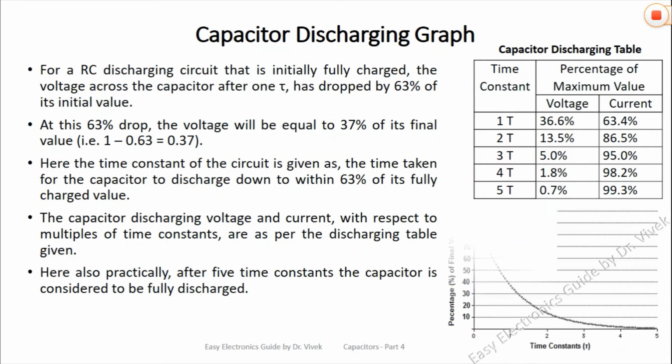The discharging curve for an RC discharging circuit is a decreasing exponential. While discharging, the time constant of the circuit is given as the time taken for the capacitor to discharge down to within 63% of its fully charged value. The capacitor discharging voltage and current with respect to multiples of time constants are shown in the discharging table. Here also, practically after 5 time constants, the capacitor is considered to be fully discharged.